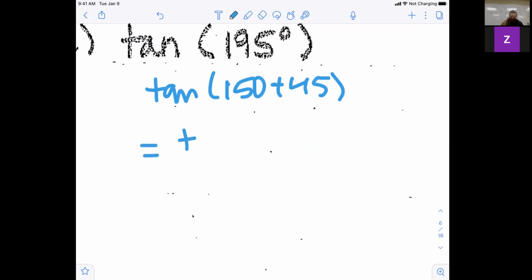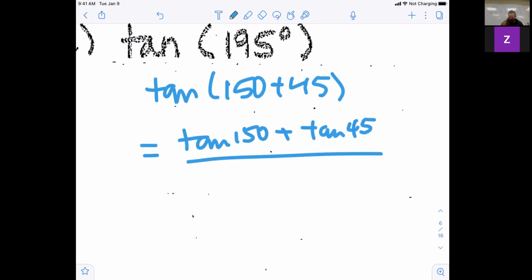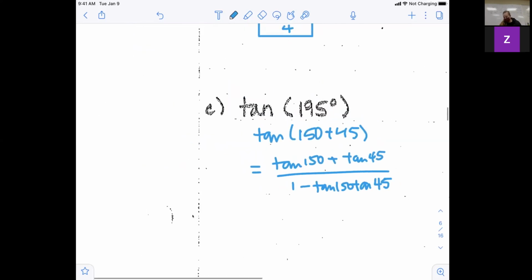Got to plug this into my tangent. So I'm going to do tangent of 150 plus tan of 45 all over 1 minus, again, opposite signs on the bottom, tan of 150 times tan of 45. I think tan's just a little bit harder than sine and cosine because you have to figure out what the tangents are. Does anyone remember what tan of 45 is? 1. We've done that one enough times. I don't have to divide root 2 by root 2 to get 1. But tan of 150, I don't know, kind of off the top of my head.